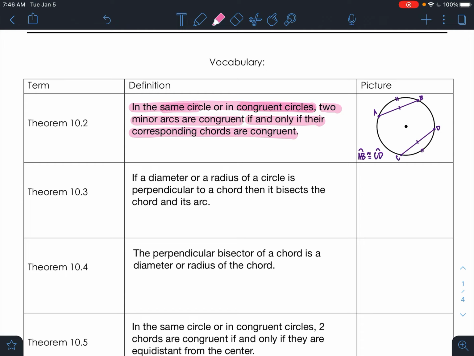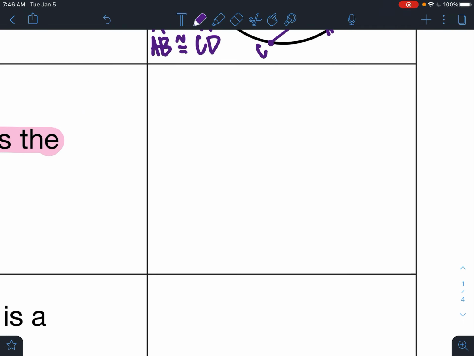All right, so this next theorem is super massive, and we use it quite a bit. So in theorem 10.3, it says if a diameter or a radius of a circle is perpendicular to a chord, then it bisects the chord and its arc. Okay, so there's a lot of stuff in here.